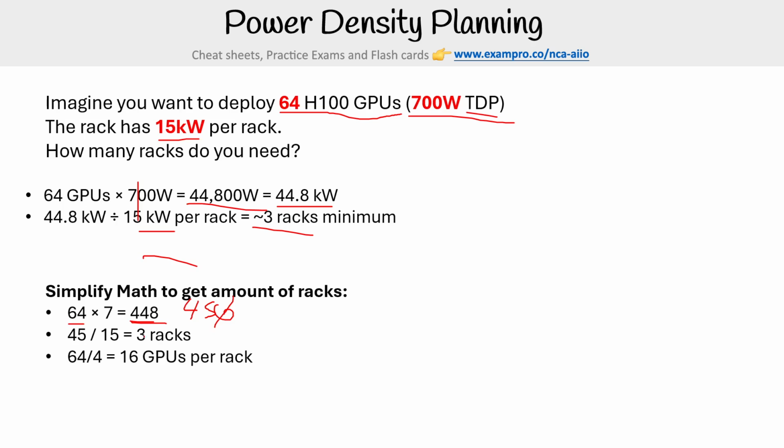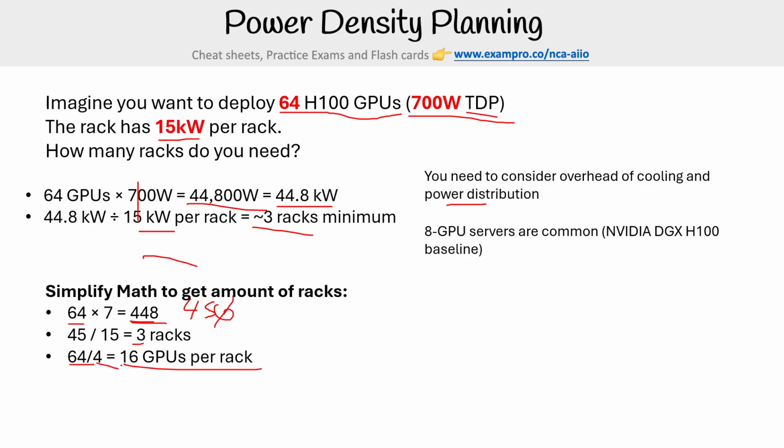But you know, if we round it up to 4, because it said between 3 and 4 racks, and we do 64 divided by 4, we can fit 16 GPUs per rack. Okay, but besides that, we have to consider you need to have overhead for cooling and power distribution, right? That's why we went from 3 to 4 racks here. Okay, you have to consider what the configurations are.